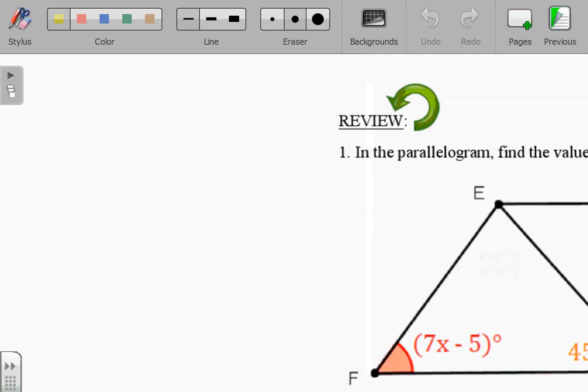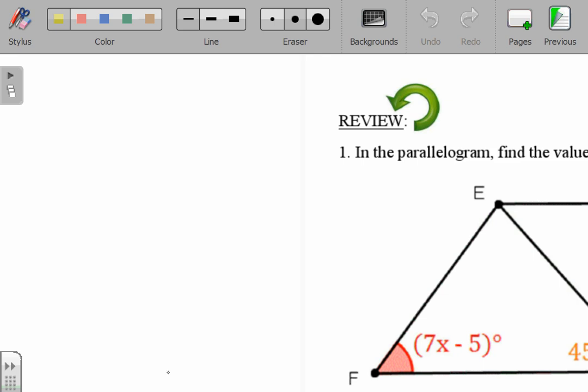Quick recap. This is a parallelogram. Your job is to find the variables x and y. Number 2, if a regular polygon has a single exterior angle that is 36 degrees, what is this polygon called? Do this work on your own, then restart the video. Pause.